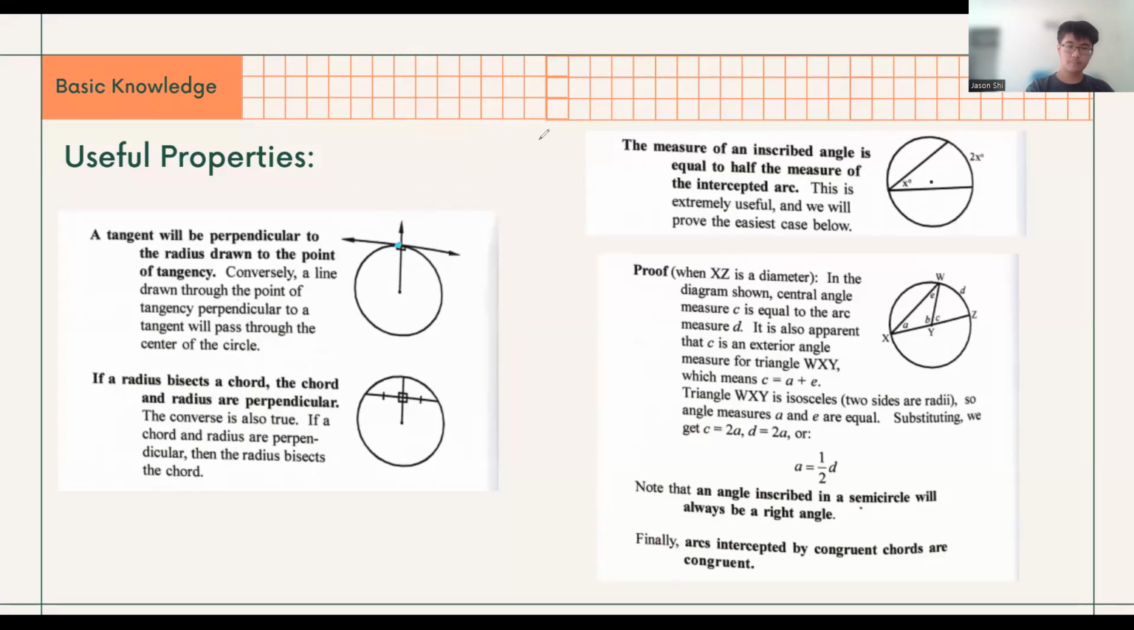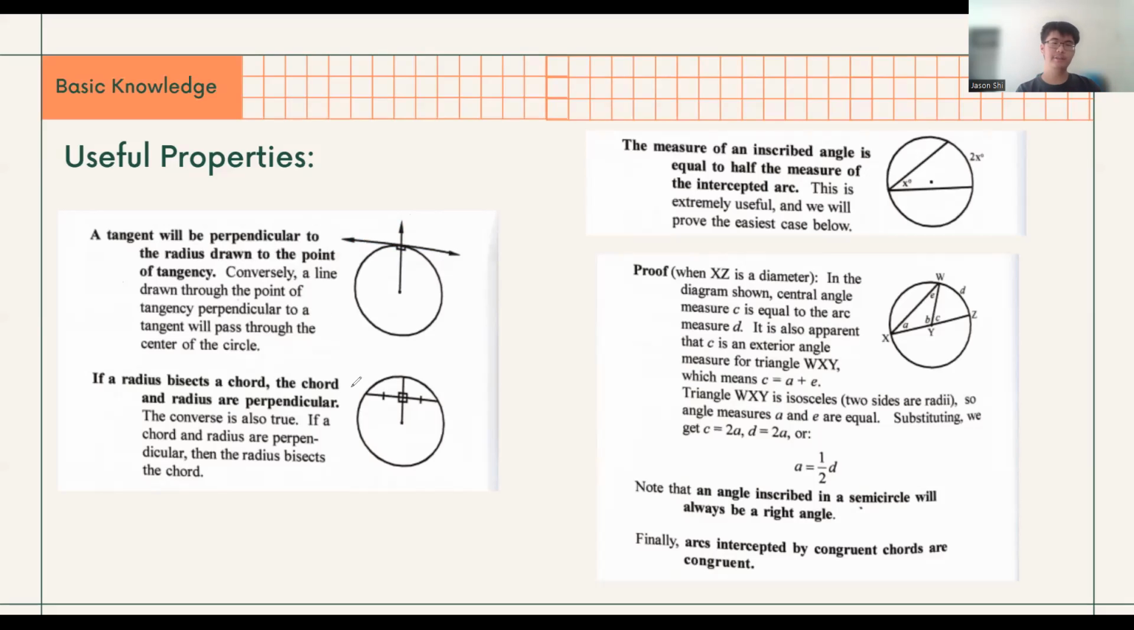Basically, what this is saying is if you take a tangent line and you take the center of the circle, and then you draw a line to the point of tangency, then this will be a right angle with the tangent line. So this is what it's saying. And then the opposite is also true. If you take the point of tangency and draw a perpendicular line, it should also hit the center. So there's our first useful property.